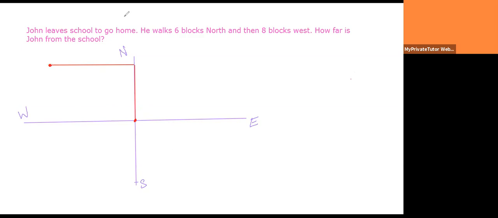And how far? What is the distance from the school? So they're trying to figure out this length. This is 6, this is 8, and we need to find this, guys. You understand? If you are able to draw the diagram, I think most of the part is done. So that's 10, I think, right? So 10 blocks, you can say. The answer is 10 blocks.